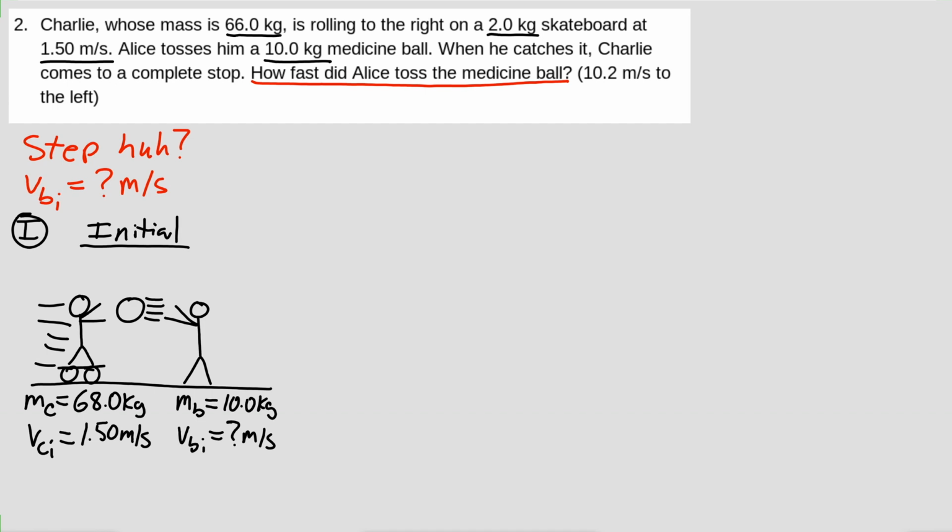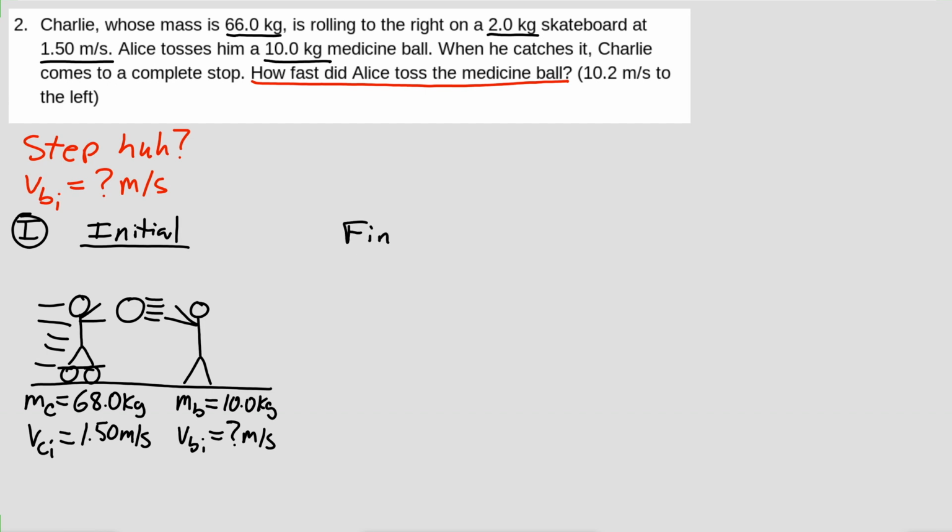So Alice presumably has some kind of mass herself, but we don't actually know what that is. We don't really care what that is. We don't care if she's moving or not. She's not really in our system. We just care about Charlie and his mass and velocity, and the ball and its mass and its initial velocity. So on to our final sketch.